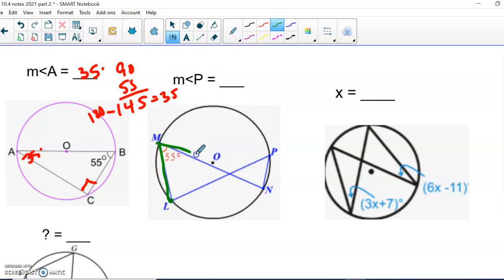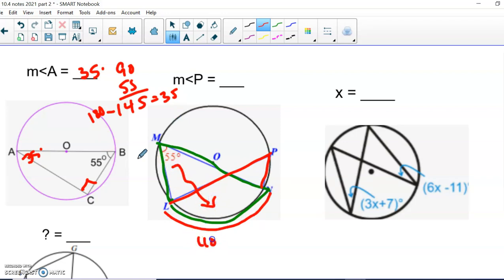The second one is using the rule that says if two angles use the same intercepted arc. So here's angle M, and its intercepted arc is from L to N. And you can see that angle P also has that same arc. So if the angle is 55, we know that the arc is 110, big to little. We're going to cut that 110 in half and we're back to 55. So the answer is the measure of angle P is 55 degrees.